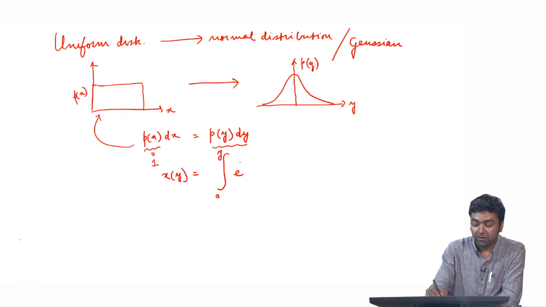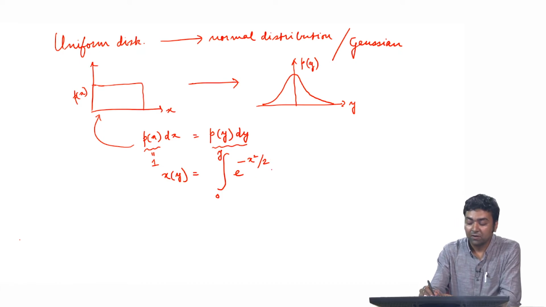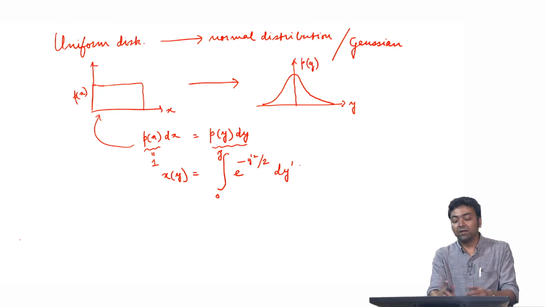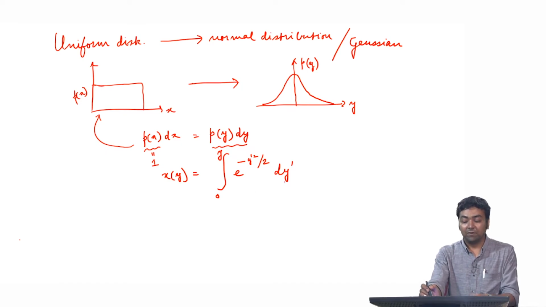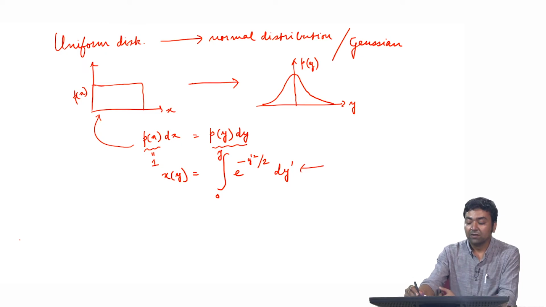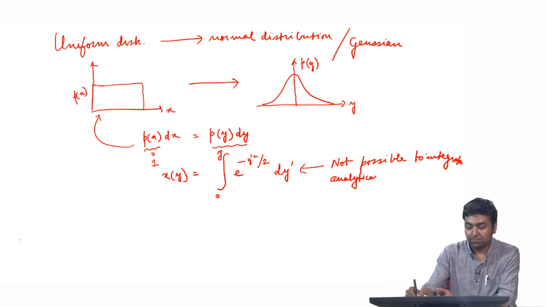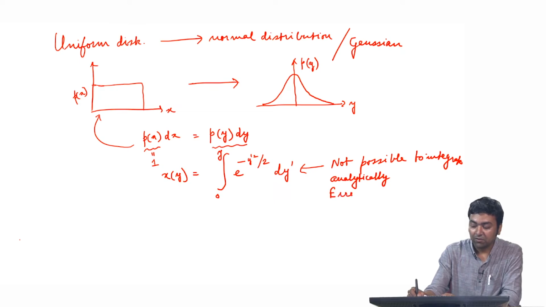and if I take my Gaussian distribution to be e to the power minus y prime square by 2, this is what is called a normal Gaussian distribution, integrated over y prime dy prime. If you remember the conditions which this recipe should satisfy, one is that the function needs to be integrable, but if you look at this function, we know that it is not possible to integrate analytically. The popular name of this function is the error function. So it is clear that using this recipe we cannot generate a Gaussian or normal distribution of random numbers.